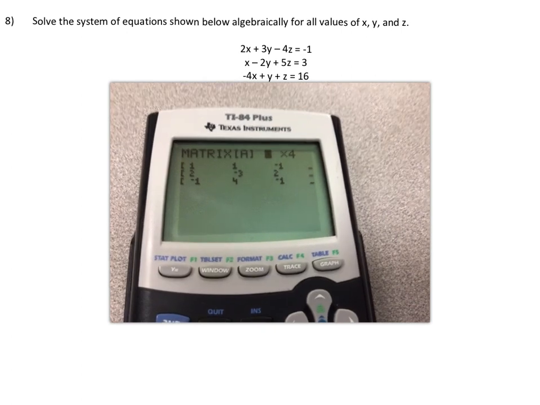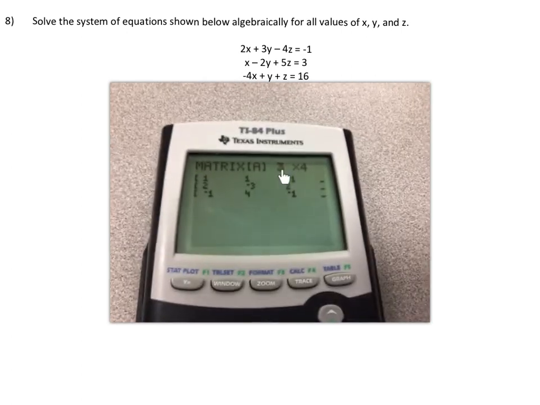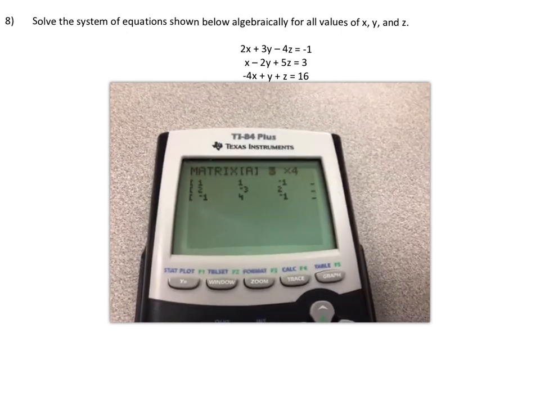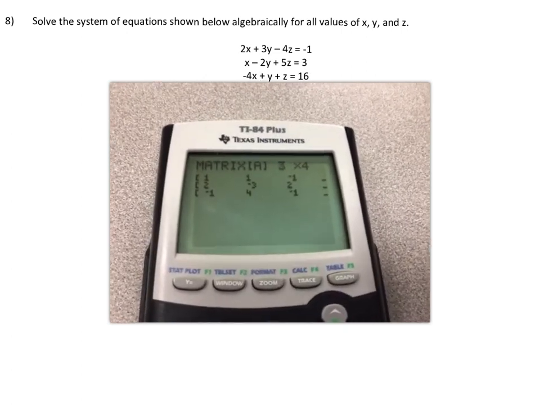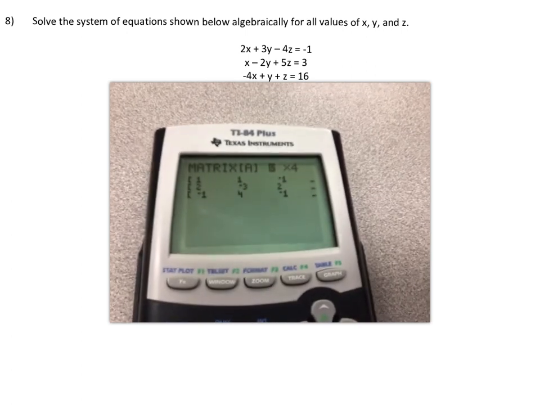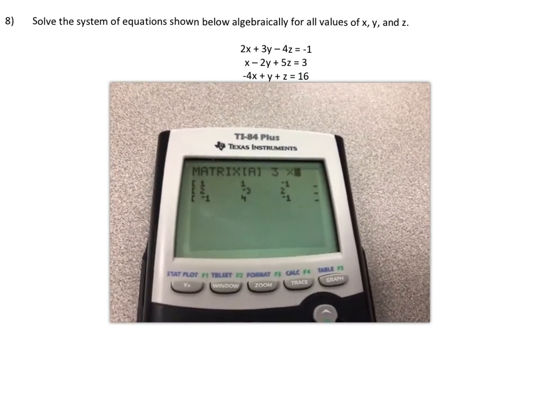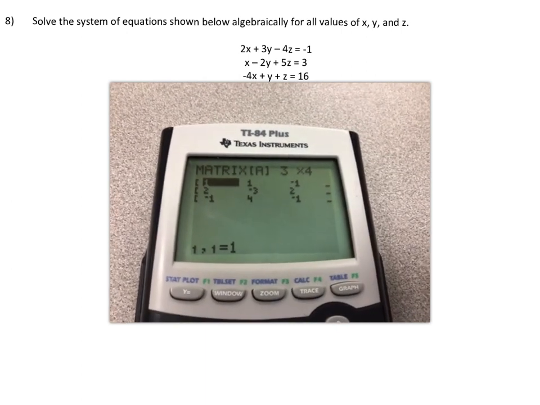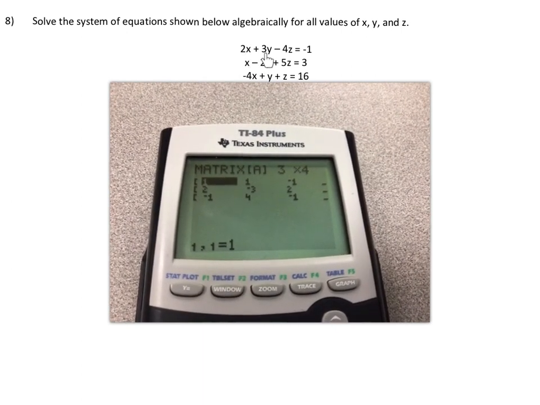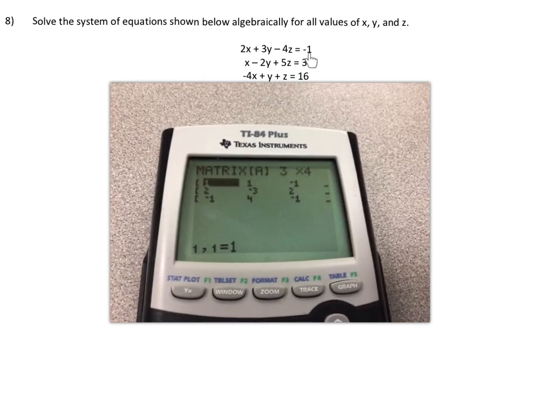Now mine is already set up as a 3x4 matrix, which is what we want because we have 3 equations, so 3 rows and 4 columns. If it says 1x1 or something else, just change this to a 3 and this to a 4, and then we can start entering our numbers. Remember, we have a 2, a 3, a negative 4, and a negative 1.